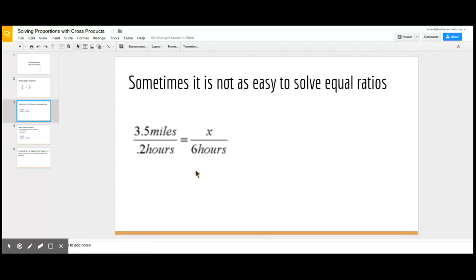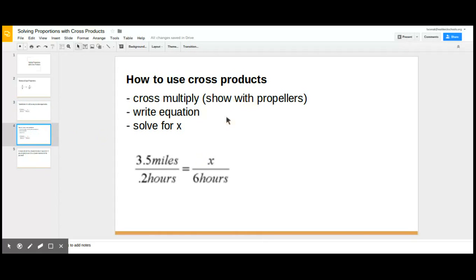Sometimes it's not as easy to use equal ratios to solve a proportion. We have the proportion set up here of 3 5/10 miles to 2/10 hours, set equal to the ratio x to 6 hours. Now, it might seem a little bit more difficult to figure out how to go from 2/10 to 6 through multiplication, so we have another strategy that we call cross products, which we can use to solve a proportion like this and find the value for x.